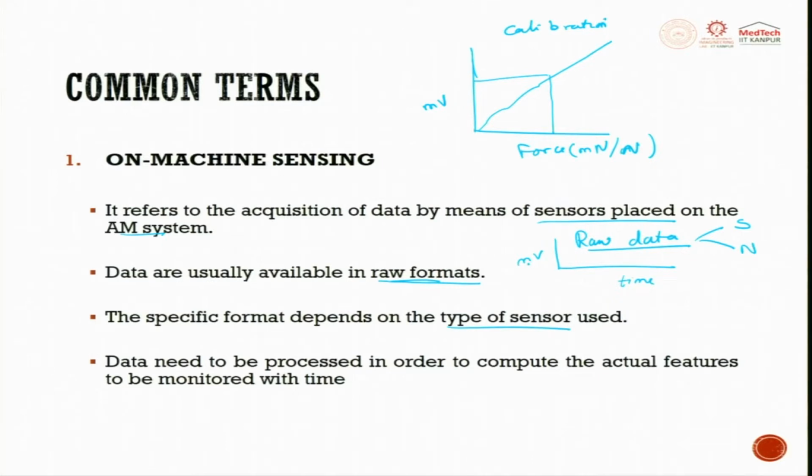You can try to have output in terms of millivolts, or in terms of Celsius, depending upon your requirement. Suppose you are trying to measure fumes, then we try to record it in parts per million. So, data need to be processed in order to compute the actual features to be monitored with respect to time. That is what I explained here.